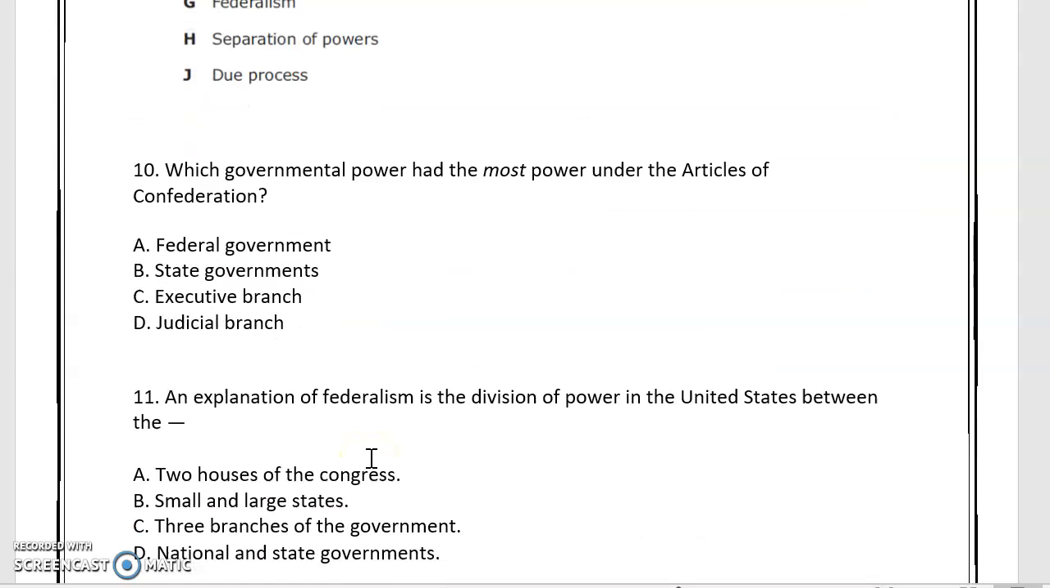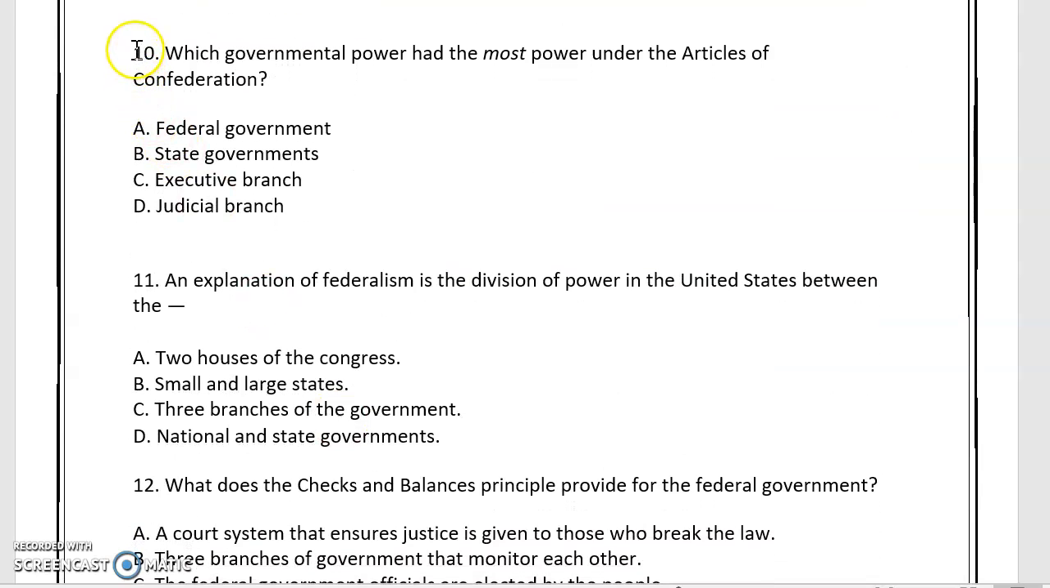Number 10, which governmental power had the most power under the Articles of Confederation? So we have which government had the most power under Articles of Confederation? Is it A, the federal government, B, the state government, C, executive branch, D, judicial branch? But I'm asking for what government, so it cannot be C or D. So choose between A and B. Who had the most power?